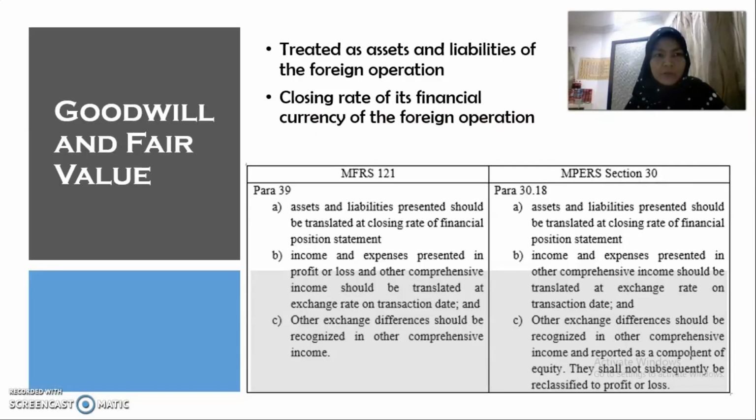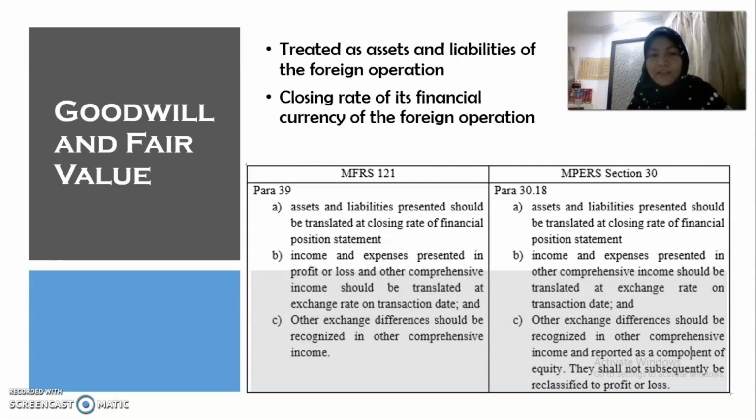So next we have goodwill and fair value. Any goodwill and fair value adjustments shall be treated as assets and liabilities of the foreign operation, which shall be translated at the closing rate. MFRS 121 under paragraph 39 is the same as MPERS Section 30 under paragraph 30.18.